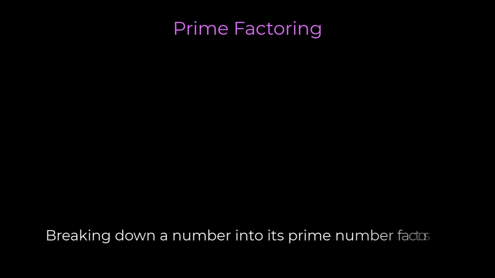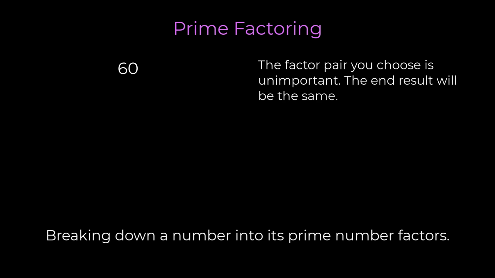Prime factoring is the process of breaking down a number into its factors and then breaking those factors down into their factors until we have a string of factors, all of which are prime. Let's take an example. Let's break 60 down into its prime factors. I do this by picking a factor pair for 60, except for the trivial pair of 60 and 1. It doesn't matter which factor pair you choose, the end result will always be the same.